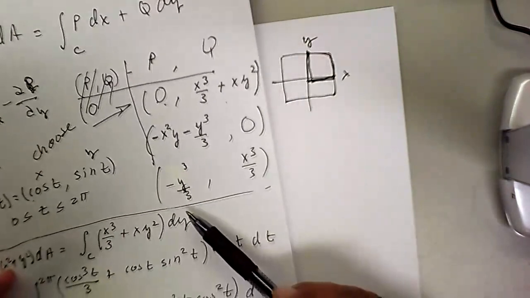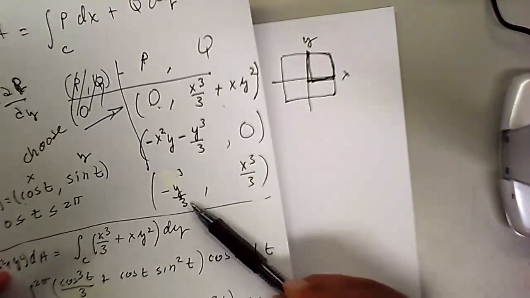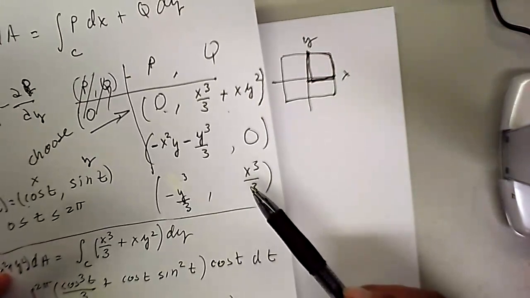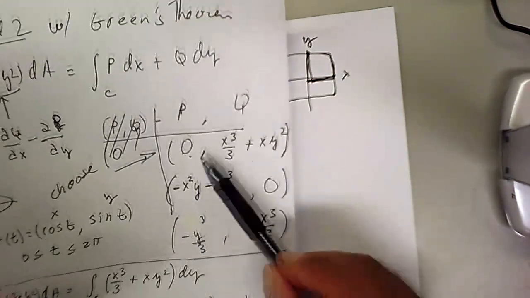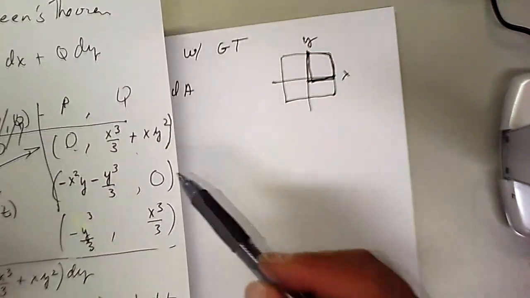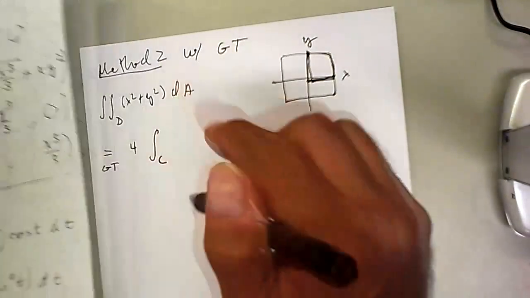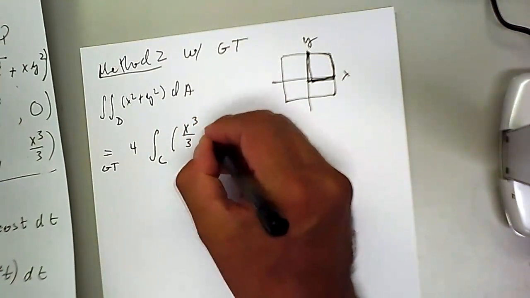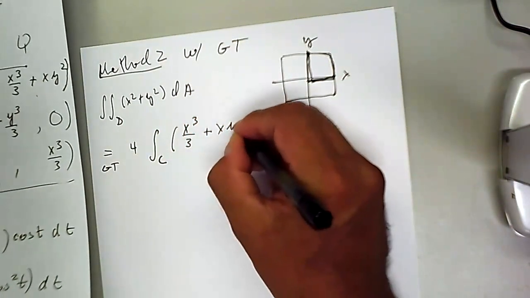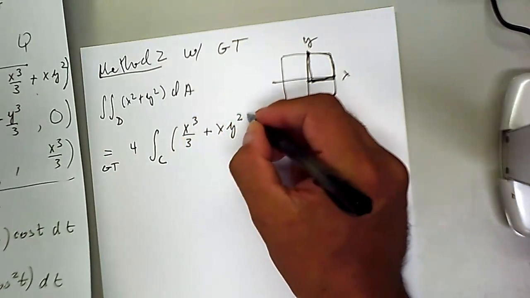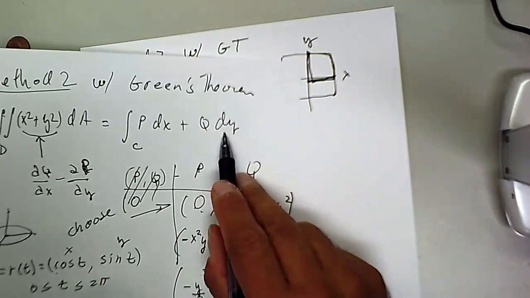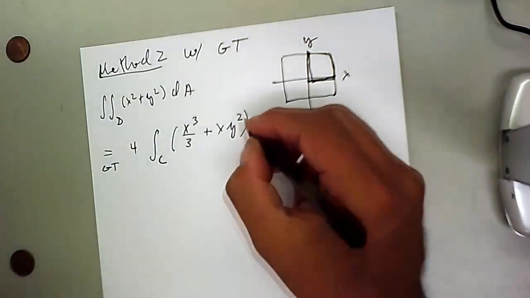I'm almost tempted to do this guy, negative y cubed over 3. No, but let's do this one instead. x cubed over 3 plus xy squared, close parenthesis, with respect to y, by Green's theorem.